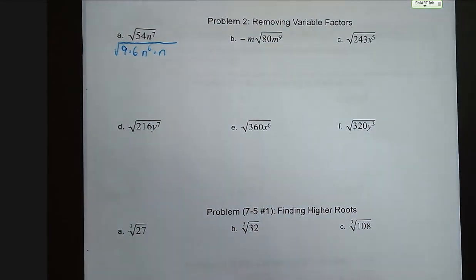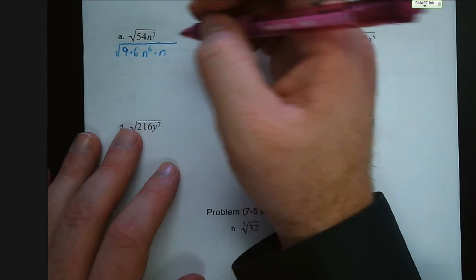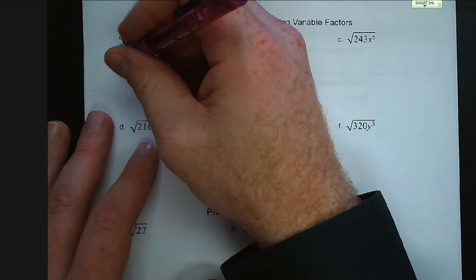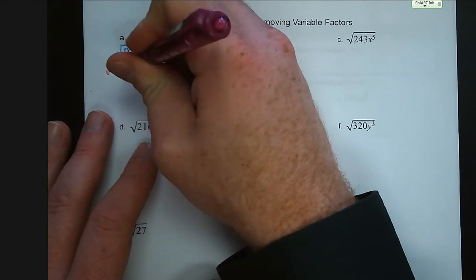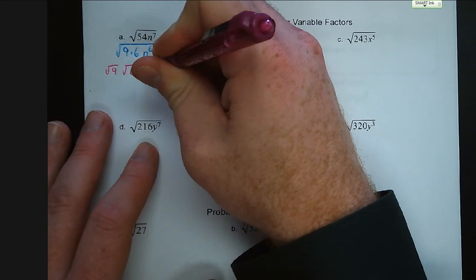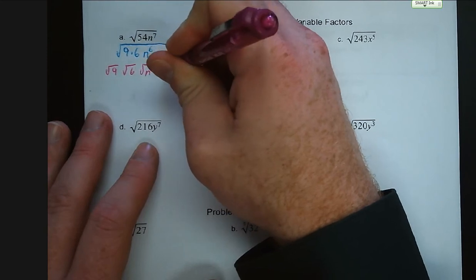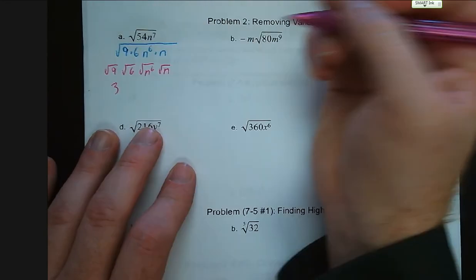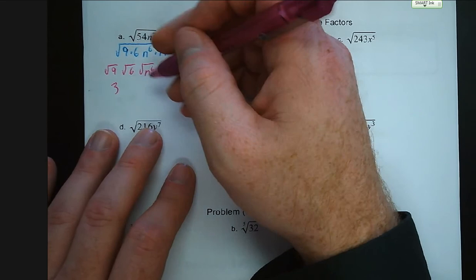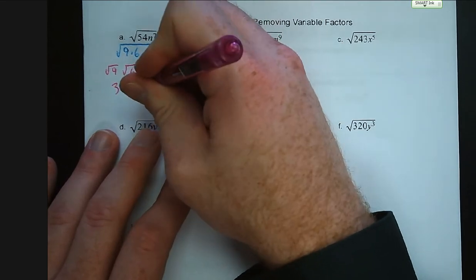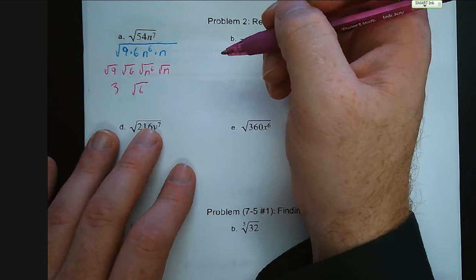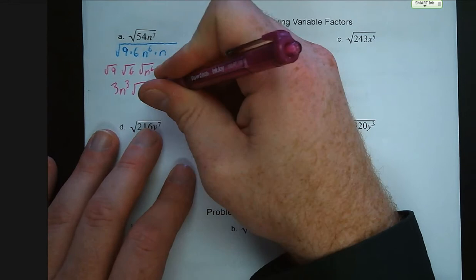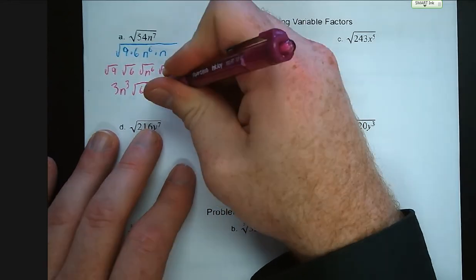So again, we're going to use that property where we're multiplying radicals together and they all get mushed together under one radical symbol. We are going to split them apart. So we have the square root of 9 times the square root of 6 times the square root of n squared times the square root of n. Well, the square root of 9 is 3. Square root of 6 is just the square root of 6. The square root of n to the 6th power is n to the 3rd power, and we still have the square root of n. Okay.